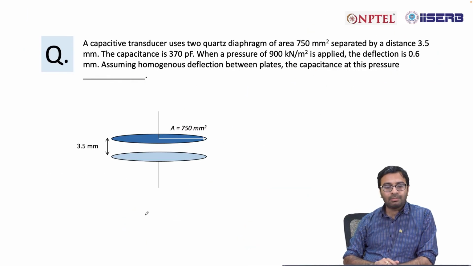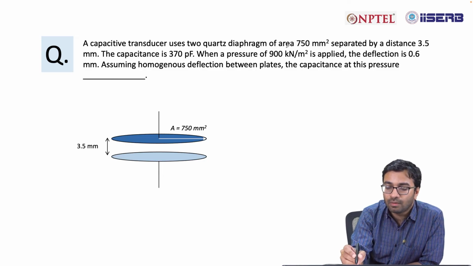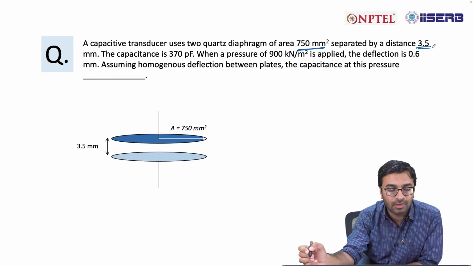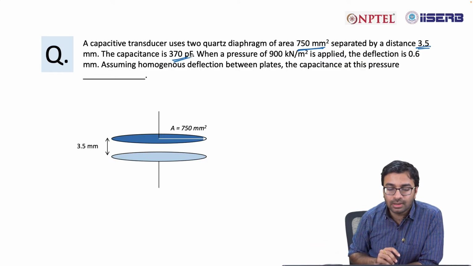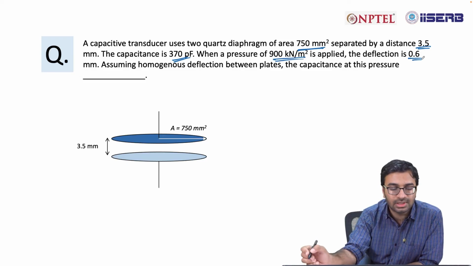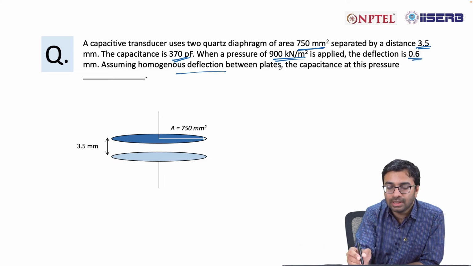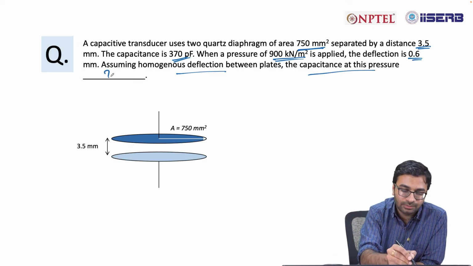Now, let us see another problem where it says a capacitive transducer uses 2 quartz diaphragm of area 750 mm square separated by a distance of 3.5 mm. The capacitance is 370 picofarad. When a pressure of 900 kilonewton meter square is applied, the deflection is 0.6 mm. Assuming homogeneous deflection between plates, the capacitance at this pressure is what?